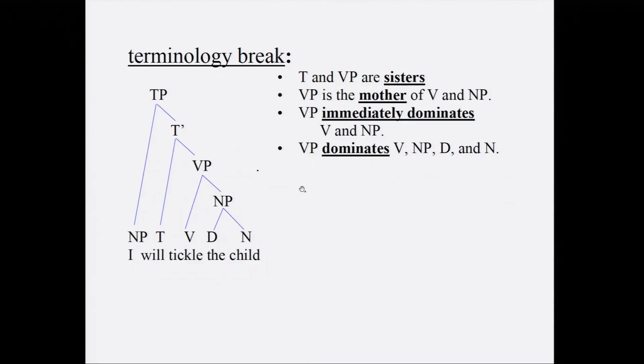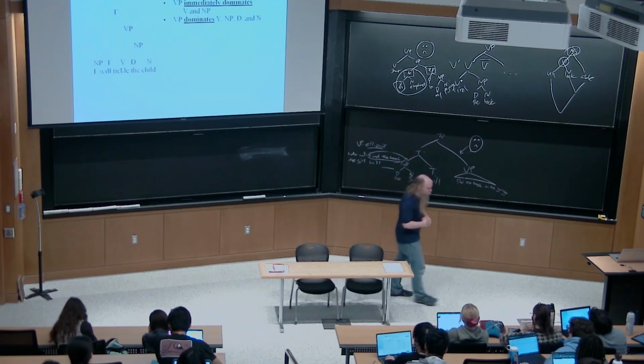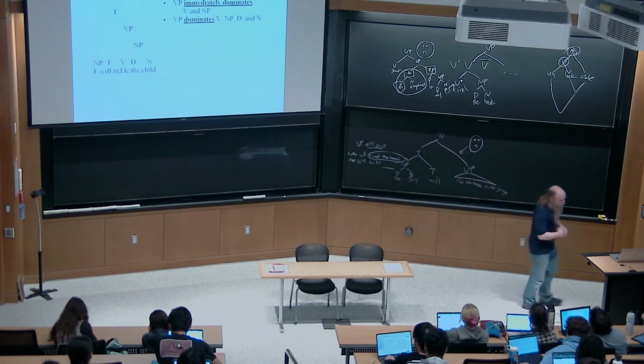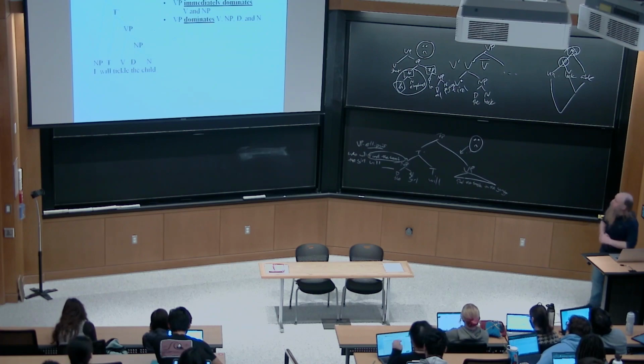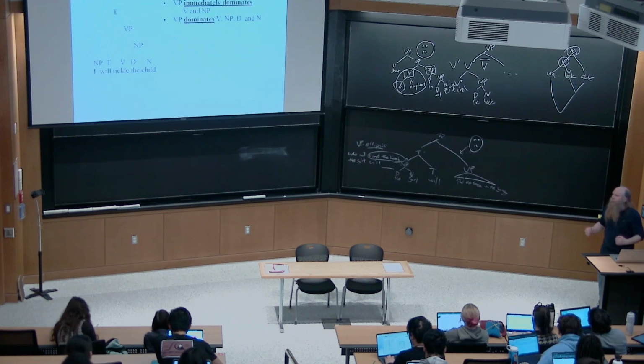Dominate, so immediately dominate is kind of the basic relation in trees. It's the relation that's created by merge. Dominate is the transitive closure of immediate dominate. So VP dominates everything it immediately dominates, and everything those things immediately dominate, and everything those things immediately dominate, all the way down to the bottom of the tree. So that verb phrase dominates the verb and the NP, and also the D and the N, the and child. It dominates the things that are below it. Were there when it was put together. Okay?